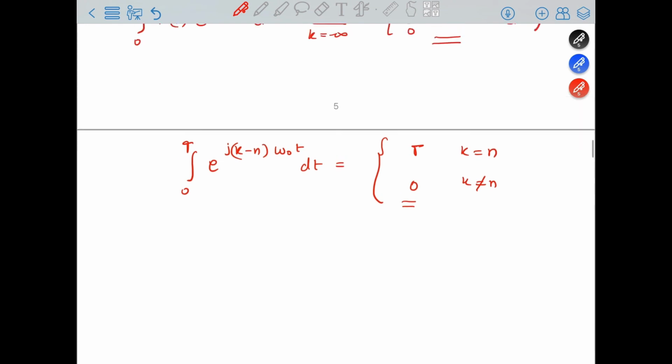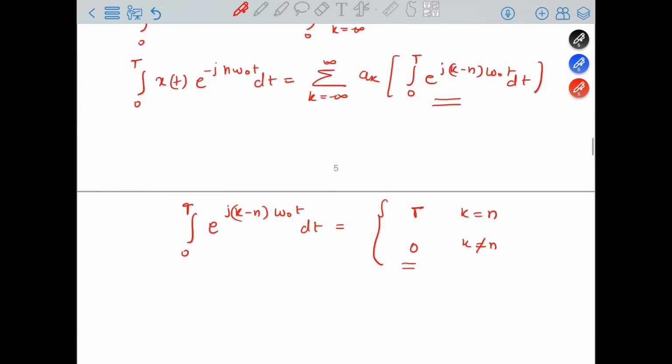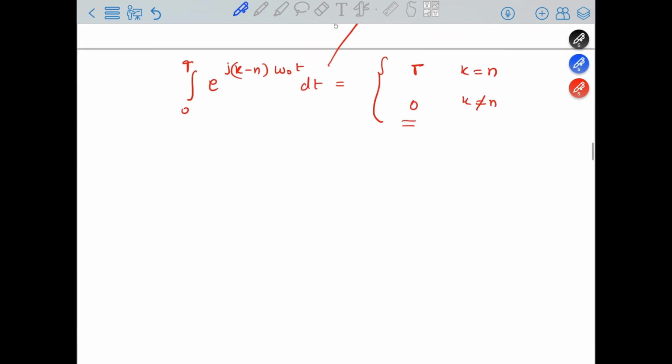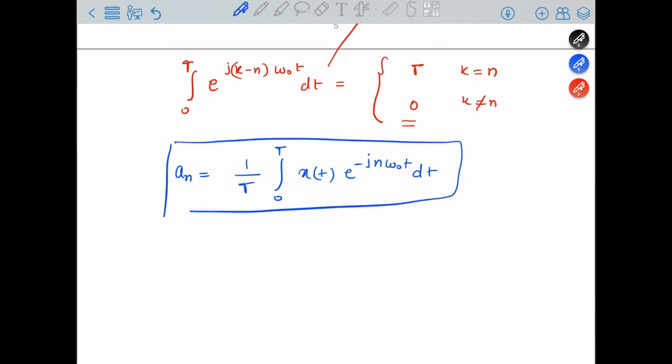So now we'll put this value in this integration. What we get is that only for the value k equals n do we get this expression. Rearranging, we get a_n equals 1 upon T times the integral from 0 to T of x(t) e^(-jnω₀t) dt. So this is the expression for the coefficients. Using this expression, we can get the coefficients out of the signal.